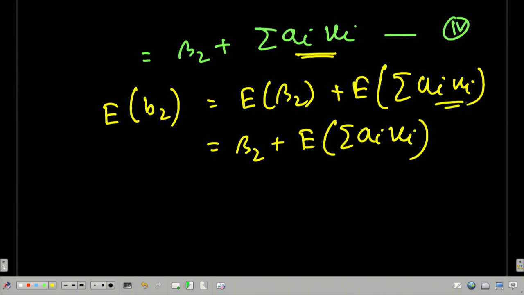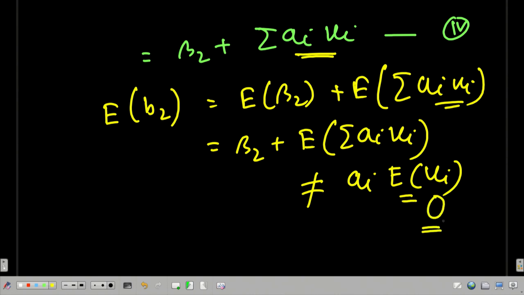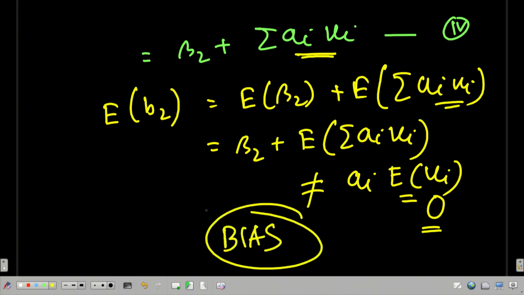So they are covariant. As long as they are covariant, you cannot write this as, let us say, a_i into expectation of u_i or something like that. You cannot write that. If you could have written that, you could have gotten the value expectation of u_i equal to 0, but you cannot do that now, and because of that you will have a bias term, which is actually a problem.